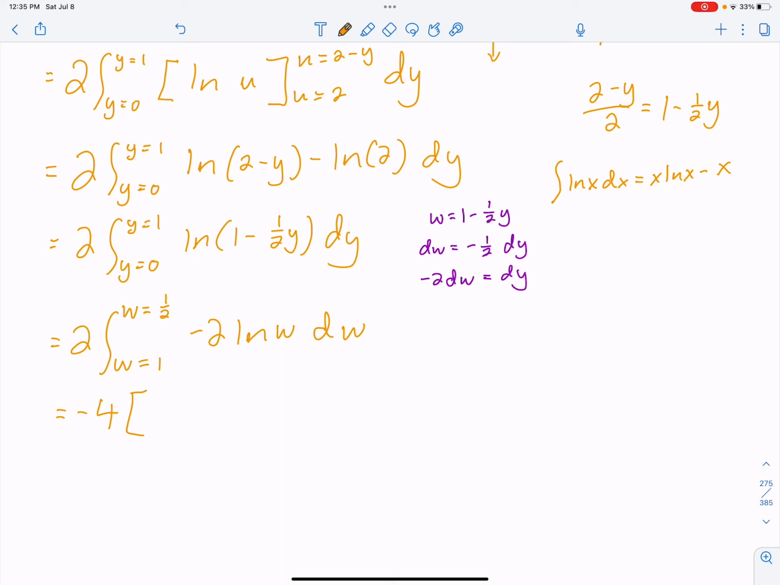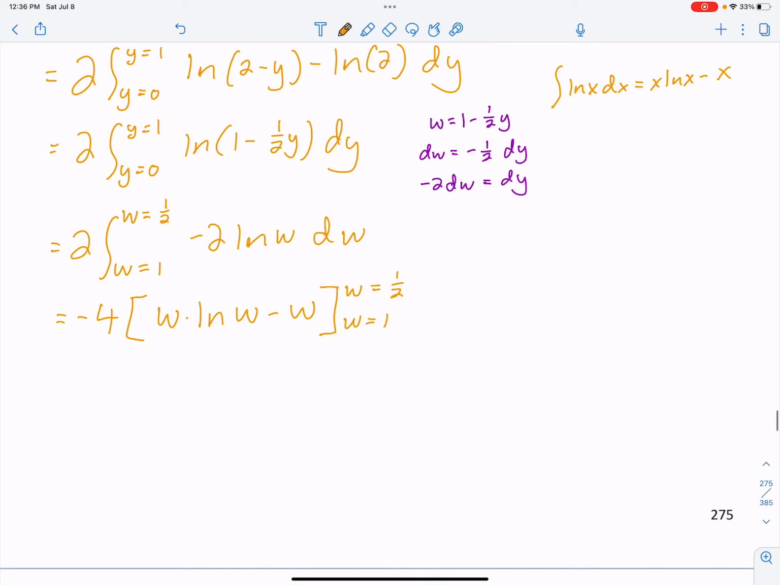The integral of ln of w is w times ln of w minus w, and then I'm going to run that from w equals 1 to w equals 1/2. The -2 went outside. That's the -4 there. Okay, I'm going to plug all this in now. Two parentheses, because I got to plug in both. I'm going to have 1/2 ln 1/2 minus 1/2. And then I'm going to have minus 1 times ln of 1 minus 1.